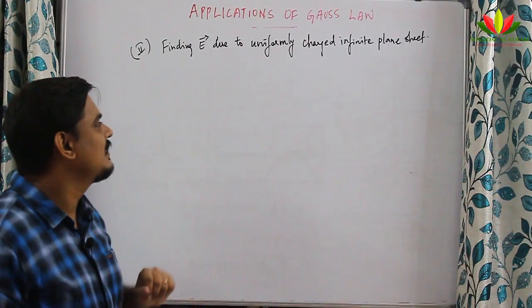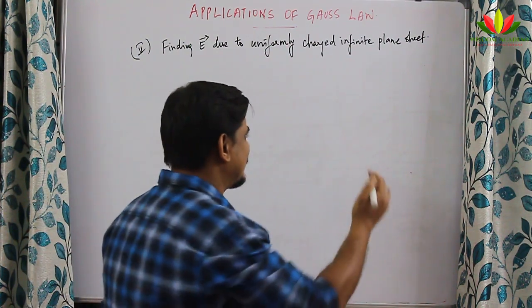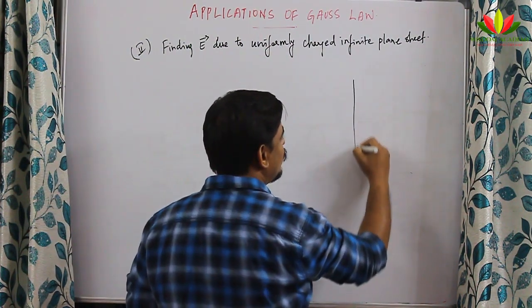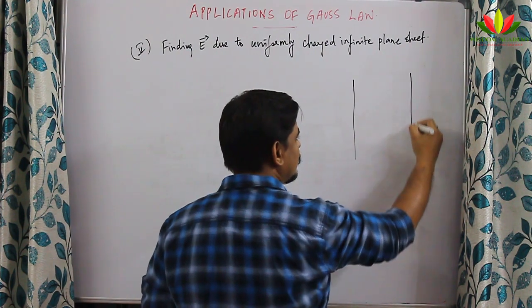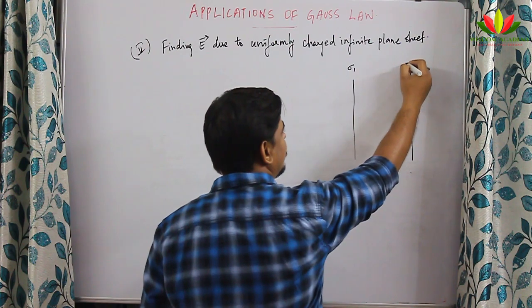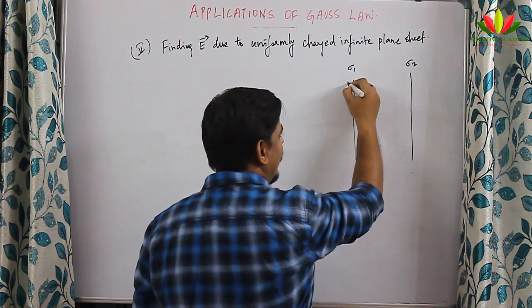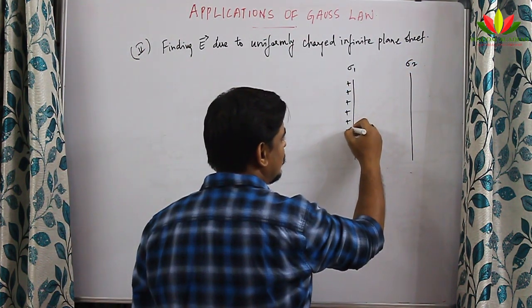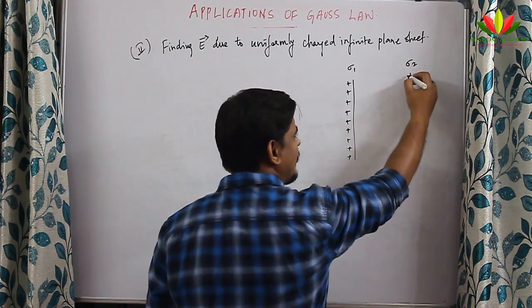Usually from this part, questions are frequently asked like this, where they will give you two plane charged sheets. Suppose both are positively charged and have different charge densities sigma 1 and sigma 2. I mean to say, like charges, both can even be negative.